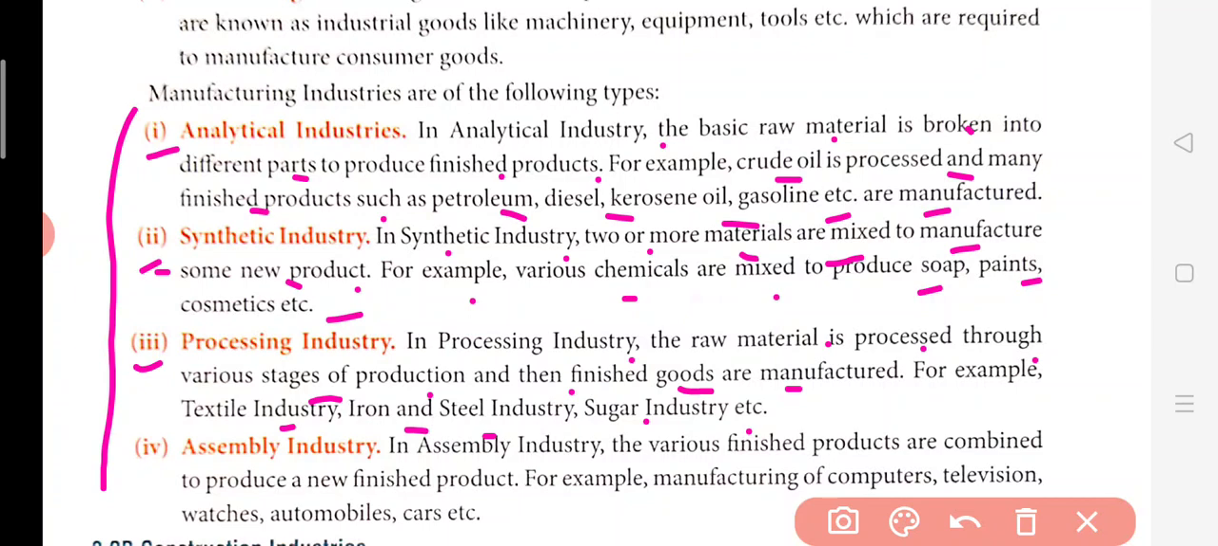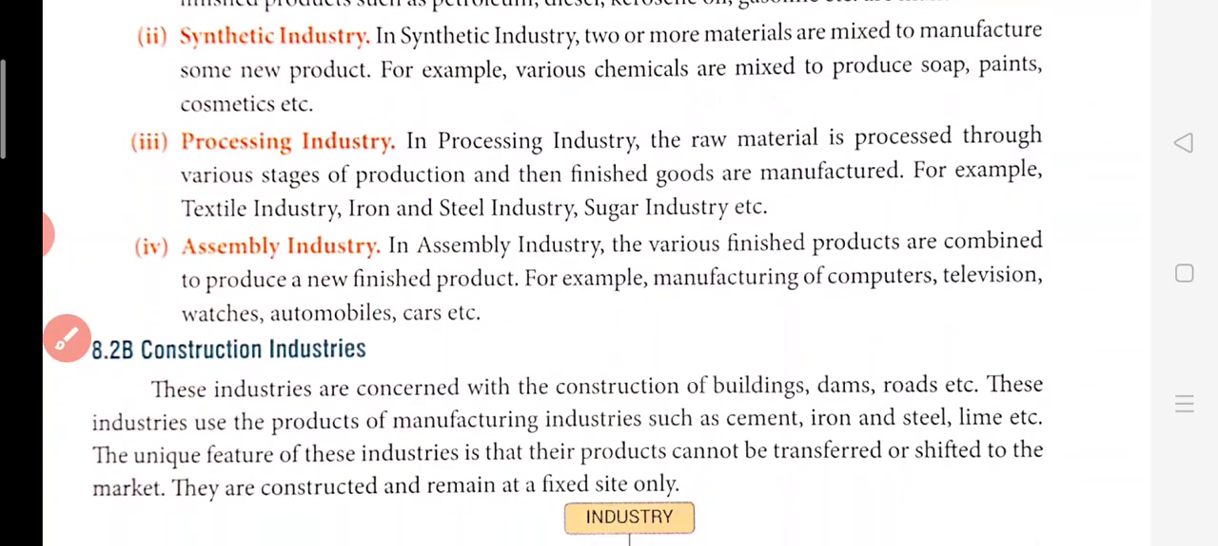In iron and steel industry also, we extract the iron from the hematite ore, then in the blast furnace all this reaction goes on and smelting of the iron is done. After that it is crushed, and then pig iron, which is of impure quality, is formed. After that some impurities are removed, then we get wrought iron which is pure iron. Then it is converted into steel by mixing some other elements as well. So this is the example of processing industry.